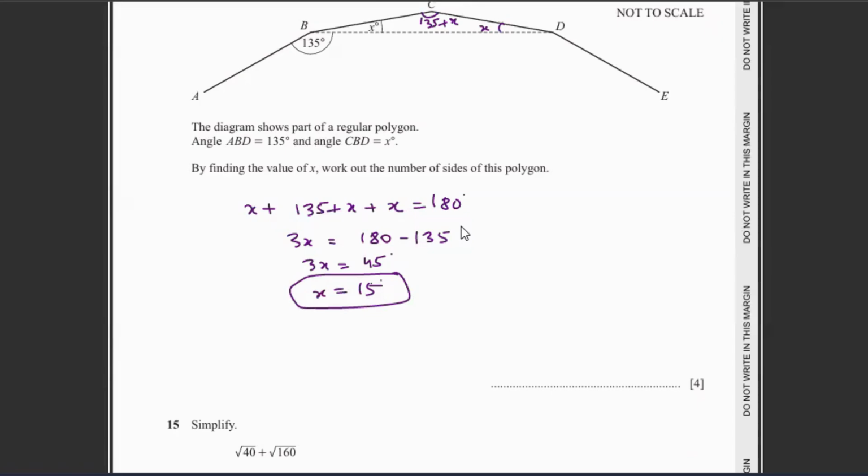Now to find the number of sides in a polygon, it will be 360 degrees divided by the exterior angle, which is 180 minus the angle here. The angle is 15 degrees plus 135 degrees, which is 150 degrees. So this is 360 divided by 30 degrees, and this gives you 12. So the total number of sides will be 12.